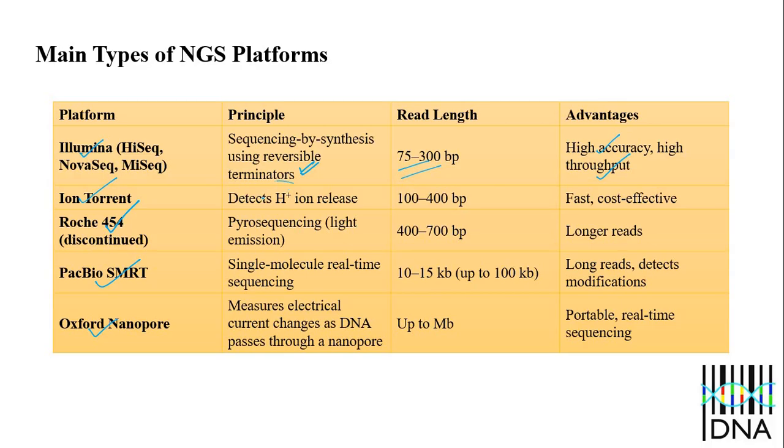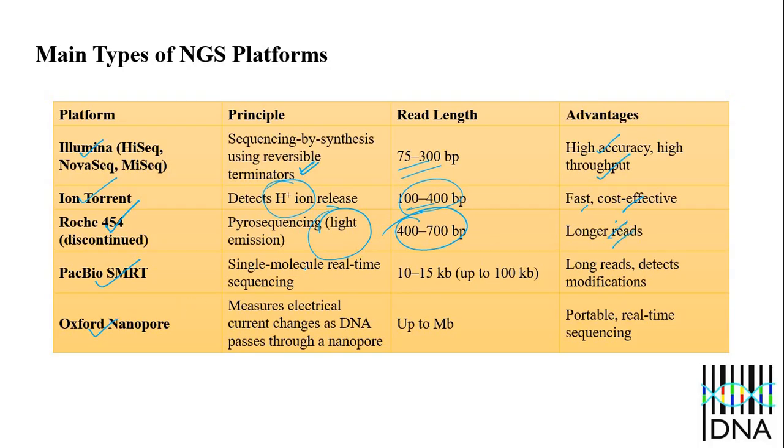Ion Torrent detects the hydrogen ion released, basically a pH change, which we already discussed. Read length is 100 to 400 base pairs. Very fast and cost effective. Pyrosequencing means light emission: whenever pyrophosphate is released, light is emitted and this light is detected by the detector. Read length is 400 to 700 base pairs, longer reads.